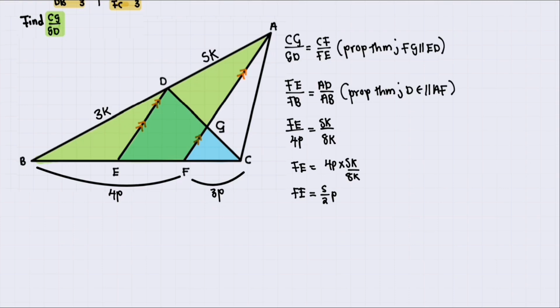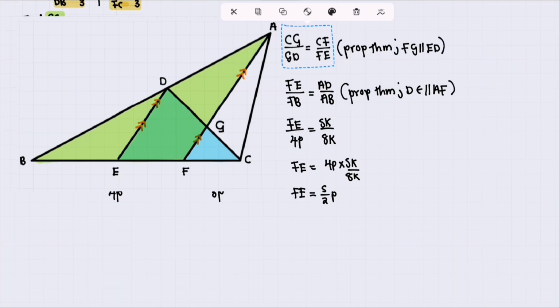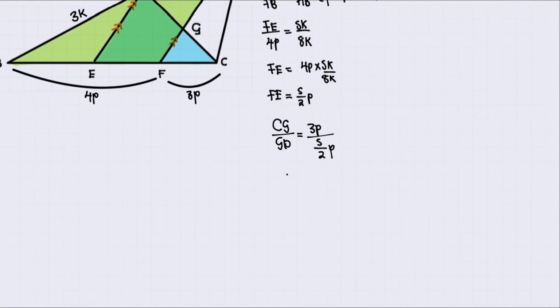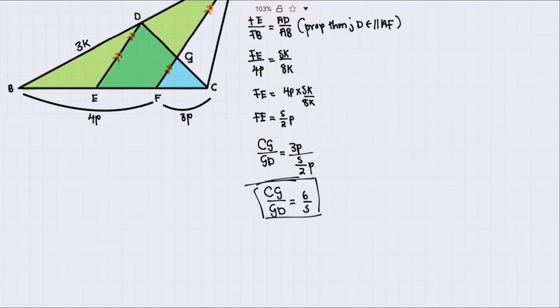Now, since you know FE in terms of P, and you know FC in terms of P, now you can substitute. So we're going to rewrite this part. We know that CG over GD will be equal to CF. We know that CF is 3P. So this is going to be equal to 3P over FE. What is FE? We just found FE to be 5/2P. So this is going to be 5/2P. Now if you press your calculator, we know that the ratio of CG over GD will be 6 over 5, right? So this is going to be your answer for the ratio of CG over GD.